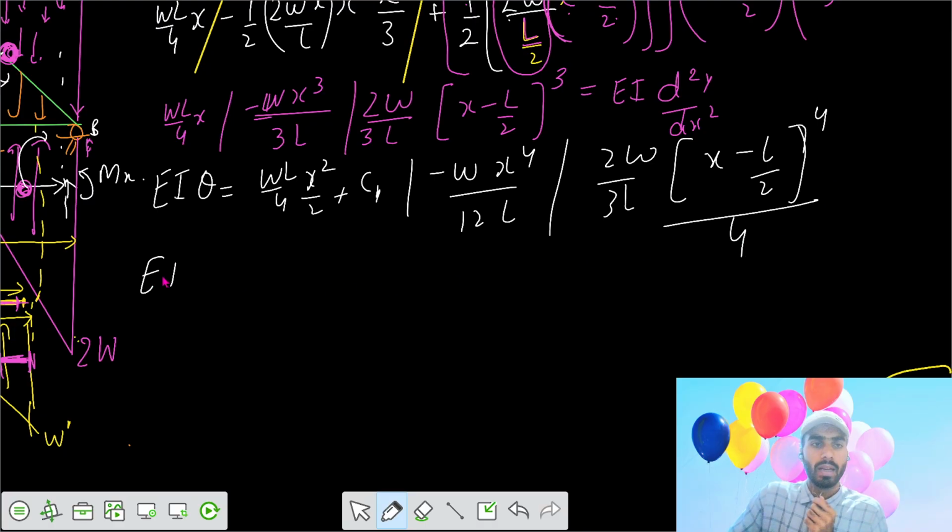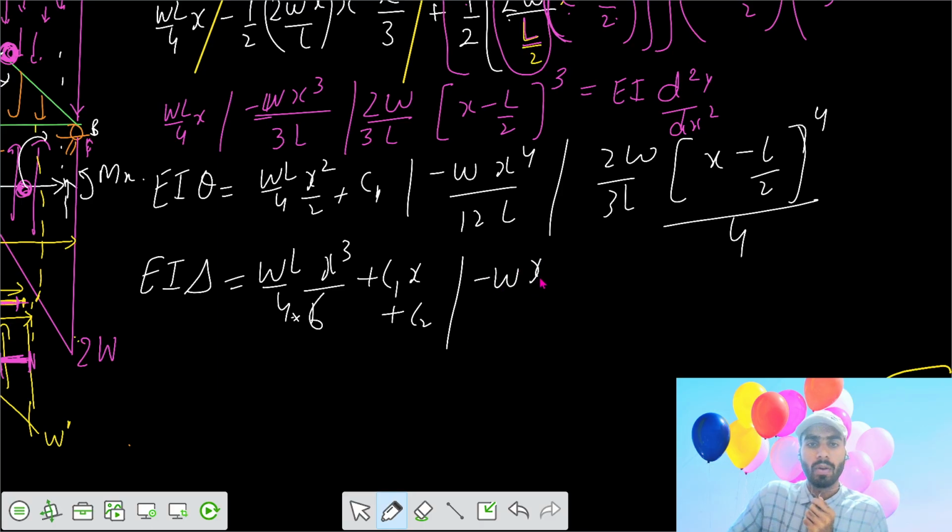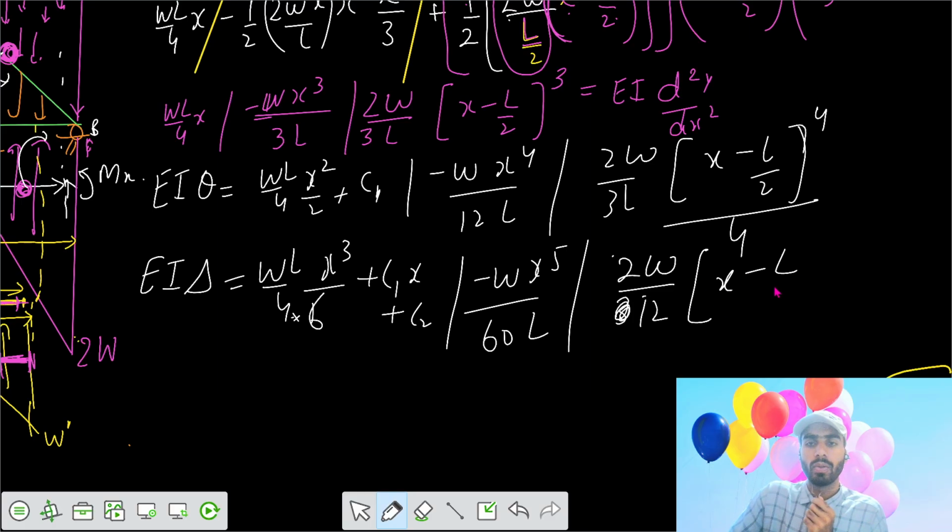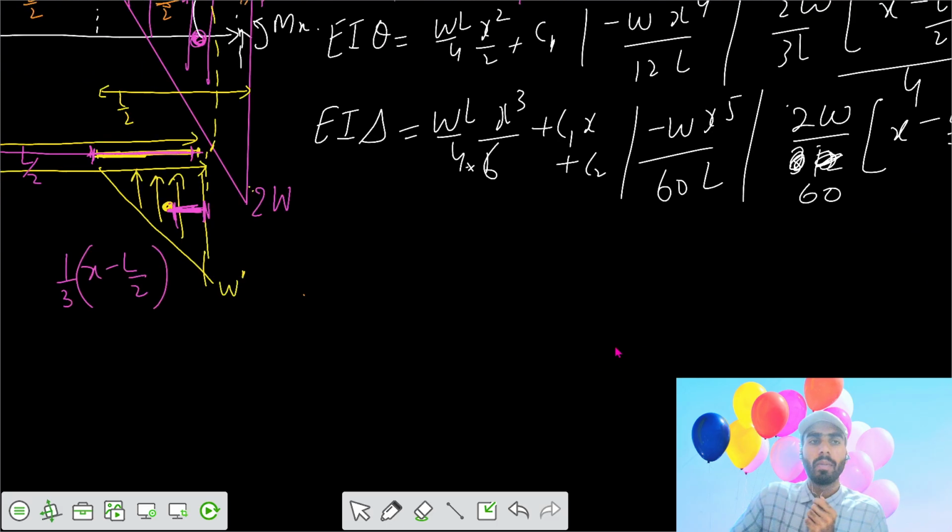So similarly, EI delta equals WL by 4 x cubed by 6 plus C1x plus C2 minus Wx power 5 by 60L, and then 2W by 3L, 2W by 12, 12 times x minus L by 2 power 5 divided by 5, such that it becomes 60. So similarly, then you apply the boundary conditions.